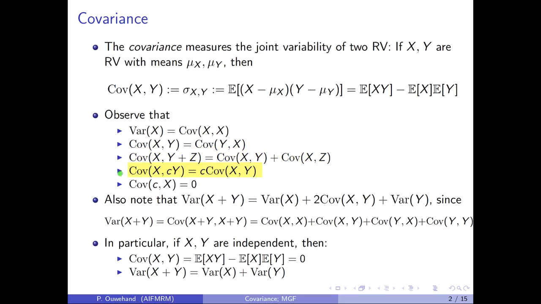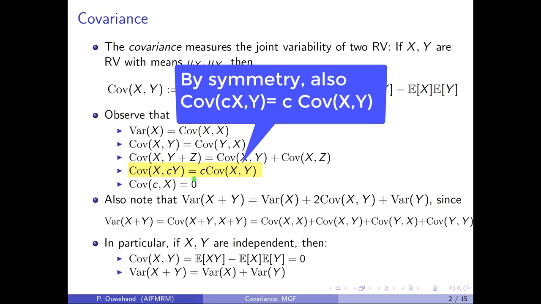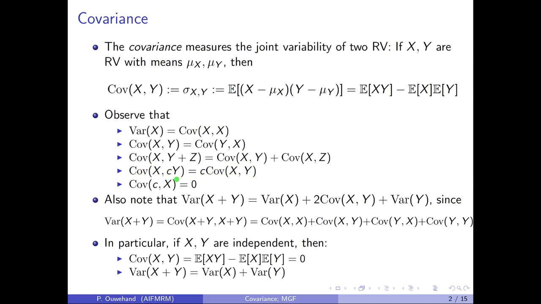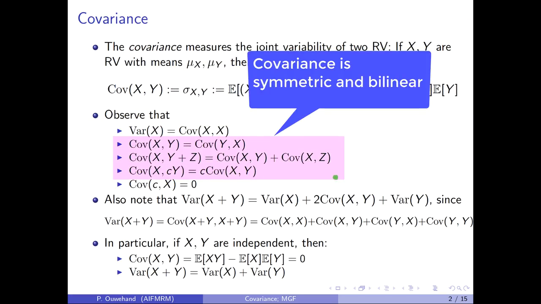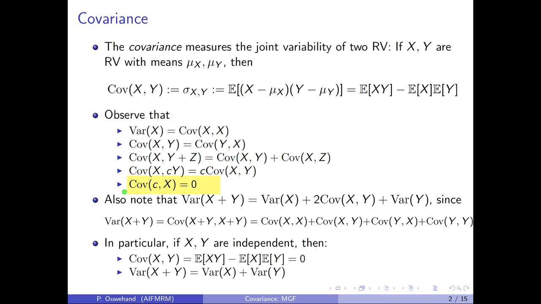Next, the covariance between x and a constant times y is just that constant times the covariance between x and y. The same is true if we have the c multiplied by x instead of by y. These three properties here state that covariance is symmetric and bilinear. Finally, it is also straightforward to show that the covariance between a constant and a random variable is always 0. All these properties are straightforward consequences of the definition and are left as exercises.